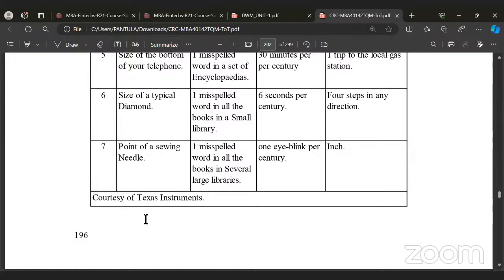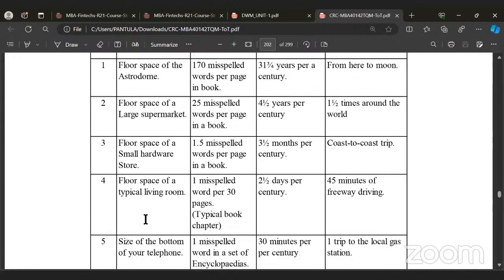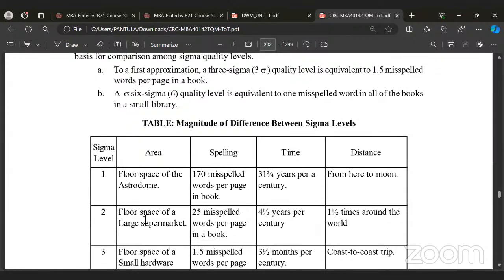Now you can see here, this is courtesy of Texas Instruments. So here is the difference between sigma levels. That is the effect of sigma level. Okay, we are going to see here.